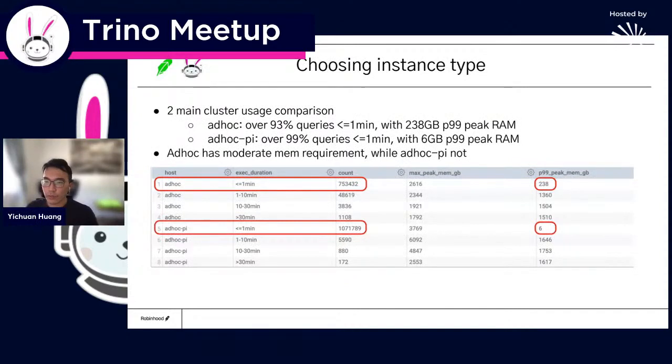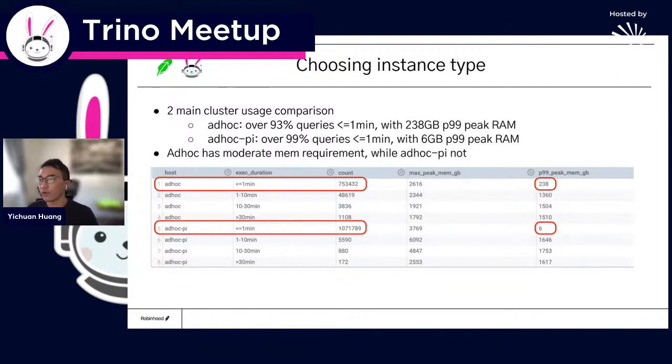So we did some query analysis against our query logs on different usages. We have two main Trino clusters. One is serving ad hoc usage. The other is serving ad hoc usage with PI data.